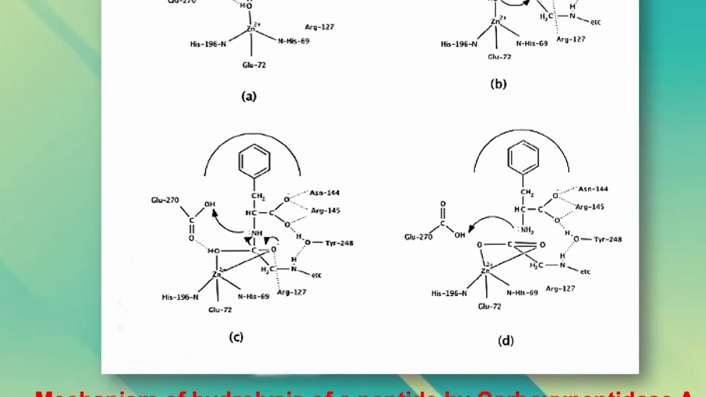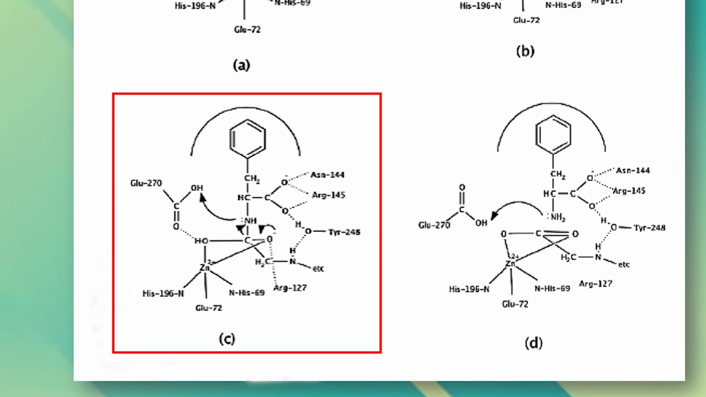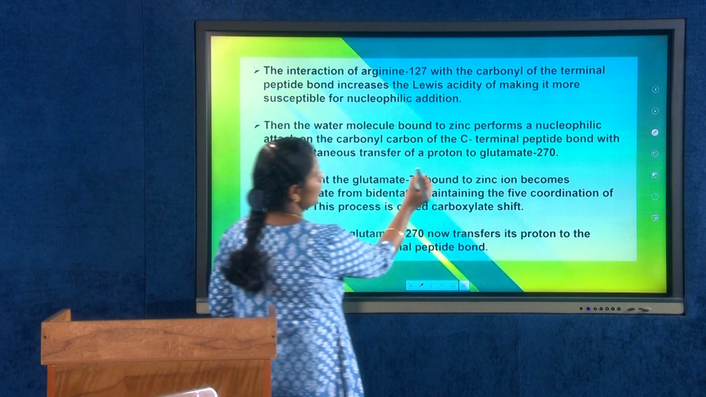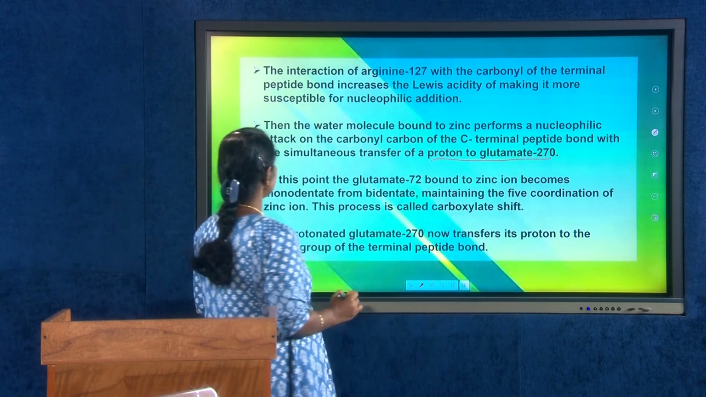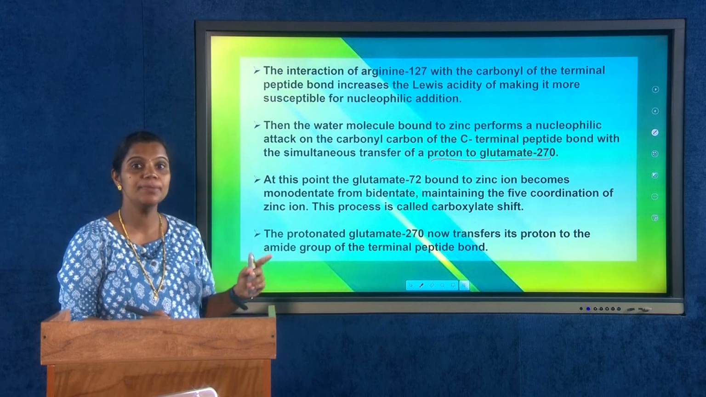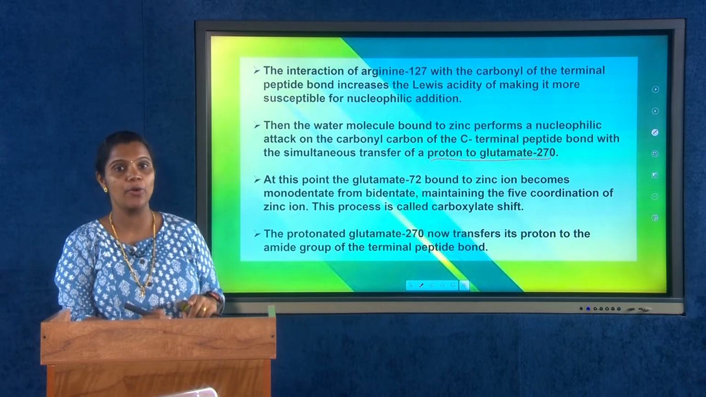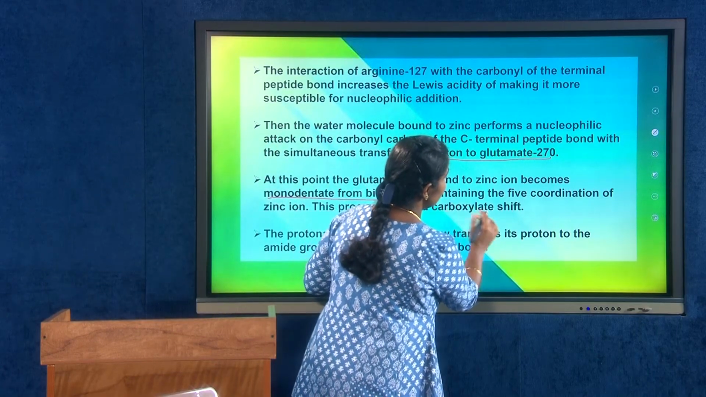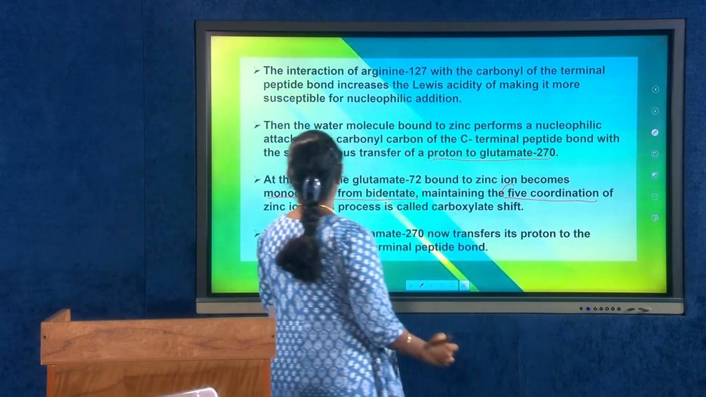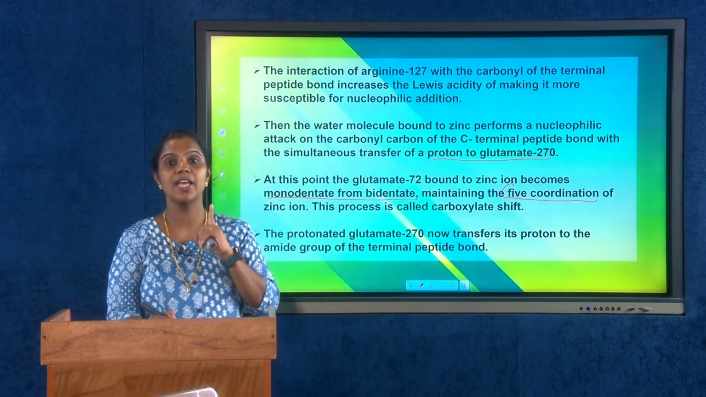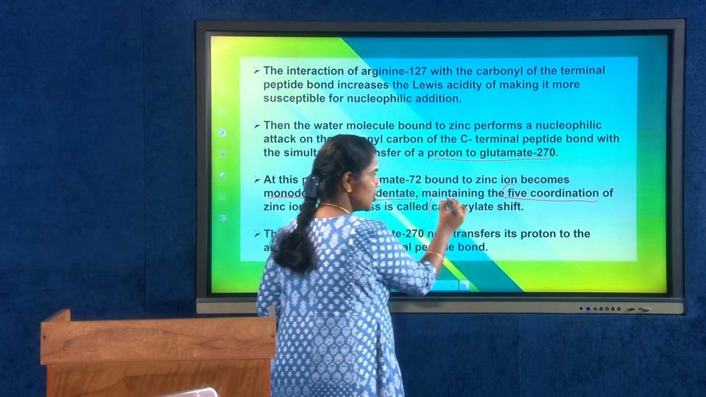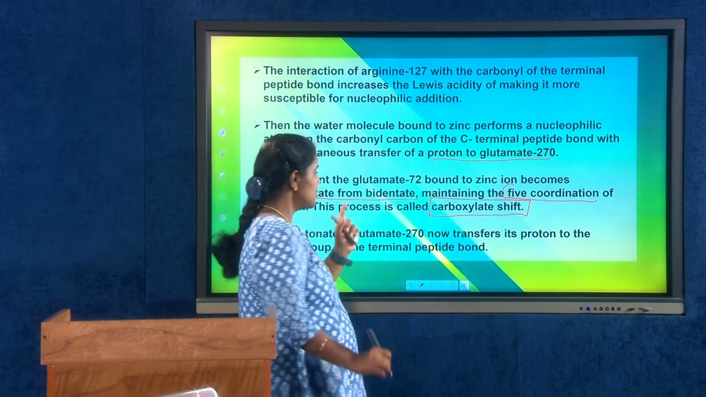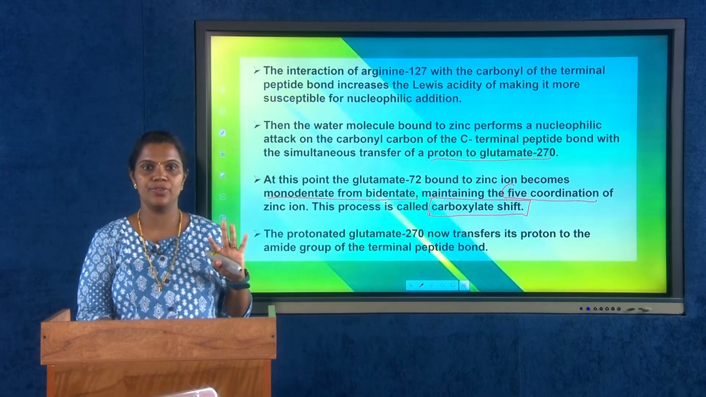Then the water molecule bound to zinc performs a nucleophilic attack on the carbonyl carbon of the C-terminal peptide bond, with simultaneous transfer of a proton to glutamate 270. At this point, the glutamate 72 bound to the zinc ion becomes monodentate from bidentate, maintaining the 5 coordination of the zinc ion. This process is called the carboxylate shift. Very important.